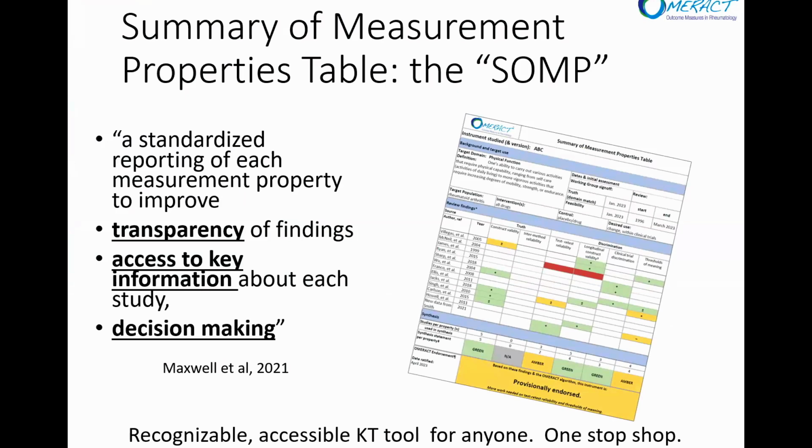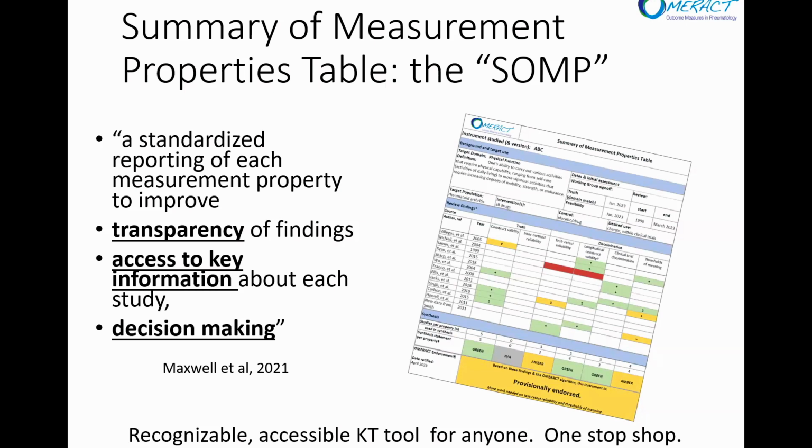Okay, so the SOMP is a summary of measurement table, and it's nicknamed the SOMP. And what we're trying to do with that is have a standardized way of reporting each of our measurement properties and the review that we've done on it, so that our results around a given instrument can be more transparent, that we can get access to all the key decision making and all the studies that were considered in making a decision, and that our decision making, sort of the algorithms and processes, are clear, so that people will understand how we came to that decision about a given instrument.